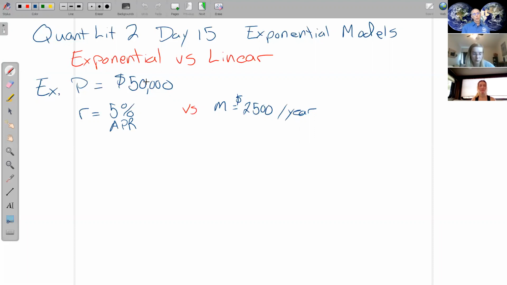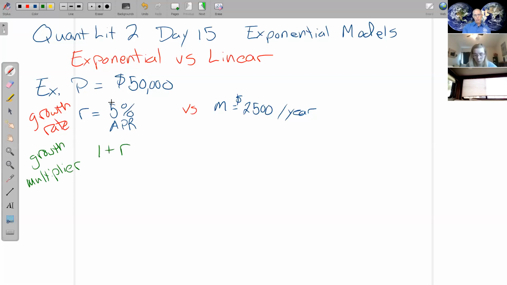So when we work with exponential functions, we're given what's called a growth rate here. So that's my R, growth rate. And what I immediately want to do with R is I want to turn it into what's called a growth multiplier. And we've been doing this since the beginning of this week. And the growth multiplier is where you add 1 to that growth rate. So I take my 5% as a decimal and I add it to 1.